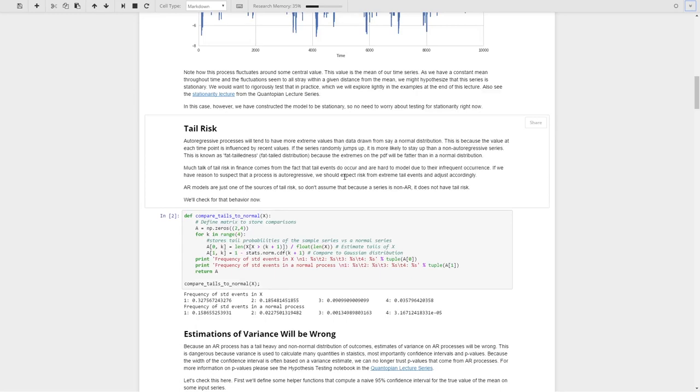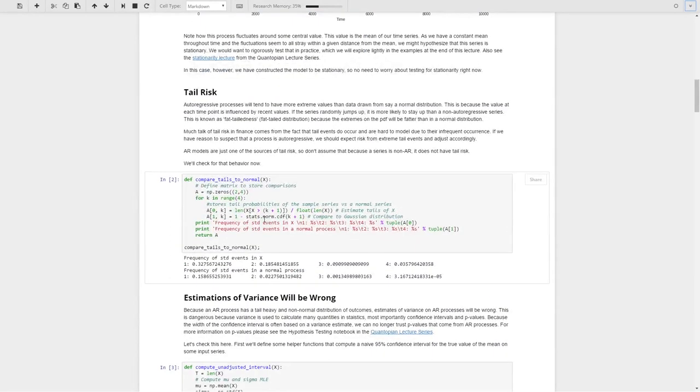So what we're going to do is count how many extreme points we find in this series and compare that to what we would expect from a normal distribution. We're going to use a cumulative distribution function from a standard normal Gaussian and see how that compares. The frequency of one standard deviation events in our data is about 0.327, so already more common than the frequency of one standard deviation events in a normal process, which is only about 16%. 33 versus 16, so it's about double. And the frequency of two standard deviation events in a normal process is down to about 2-3%, but it's still at 20% in our series. That's a massive difference.